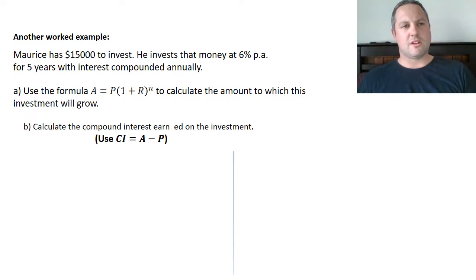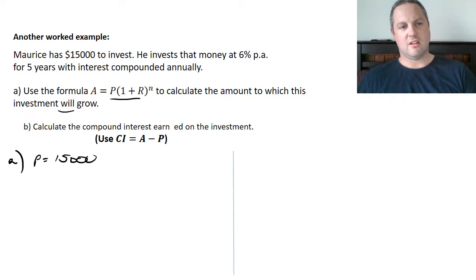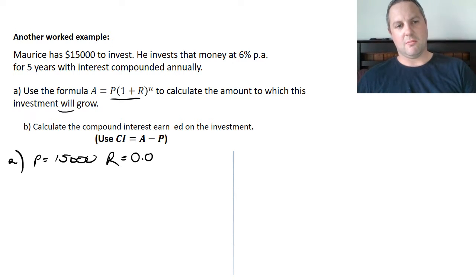Alright, so another work example. Maurice has 15,000 to invest. He invests the money at 6% per annum for 5 years, and it's compounding annually. So question A, use the formula that we've given for compound interest to calculate the amount to which this investment will grow. Okay, so first of all, write down the important information. So P equals 15,000. R, we know it's 6%, so divide it by 100, and you get 0.06. And N is 5 years, so it's 5.